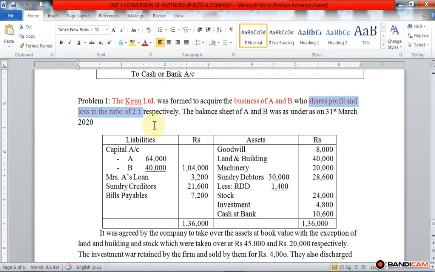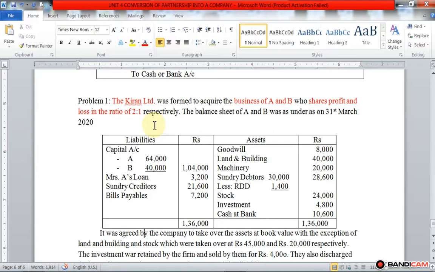So here, first of all, we read the liabilities. Capital account: A rupees 64,000, B rupees 40,000, total capital 1,04,000. Then Mrs. A's loan 3,200, then sundry creditors 21,600, then bills payable 7,200. Total of liabilities is equal to 1,36,000.